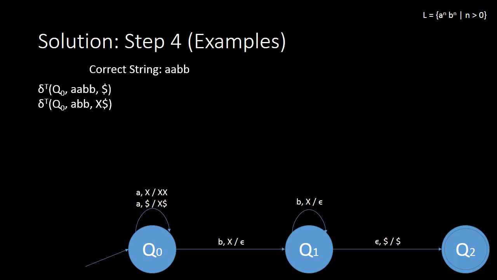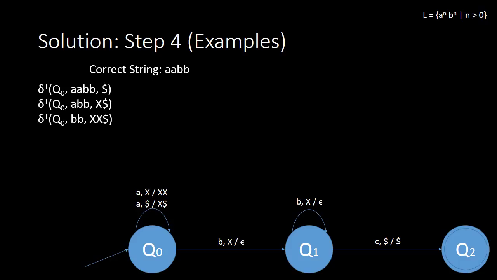Now we have the input character as A, the current state as Q0, and the stack top as X. So from the diagram we can see there is such a rule which states that we have to push another X on top of the stack so that the stack becomes XX. So we pushed an X on top of the stack, so the stack becomes XX dollar. The state remains the same Q0, and the input becomes BB because the A has already been parsed.